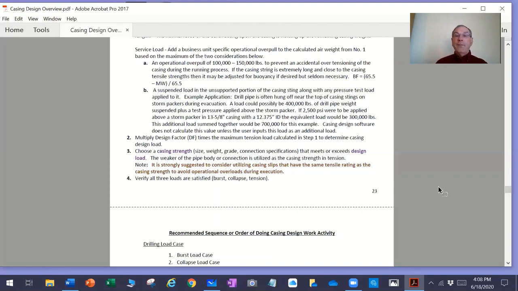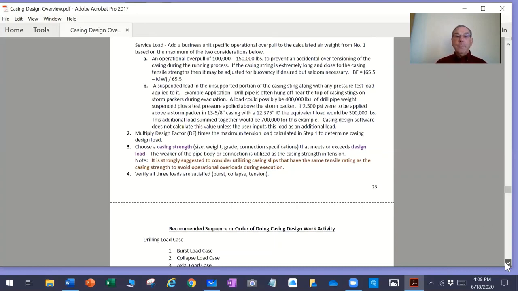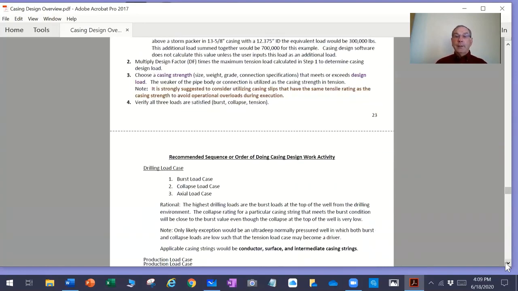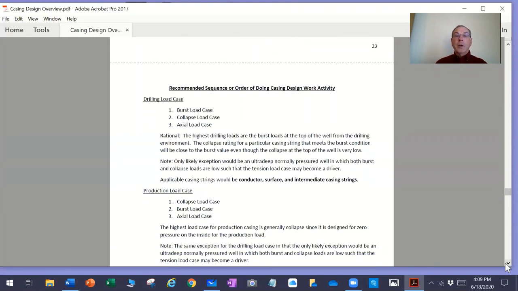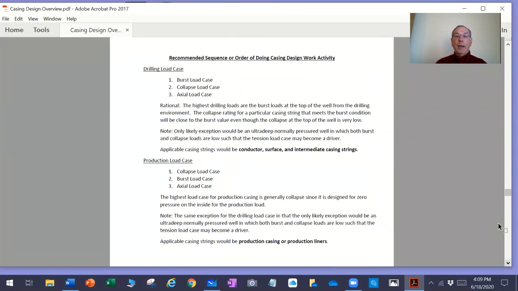And again, even if you've done tension first, you need to verify that all three loads are satisfactory: burst, collapse, and tension. Now, the last part in this section that I'm going to go over is the sequence of doing casing design work activity.